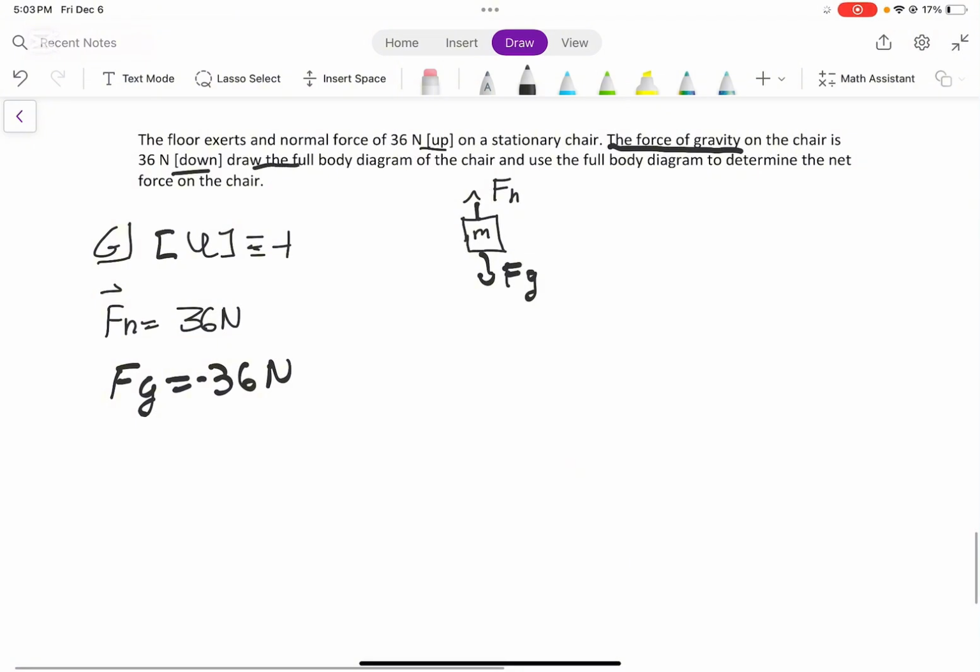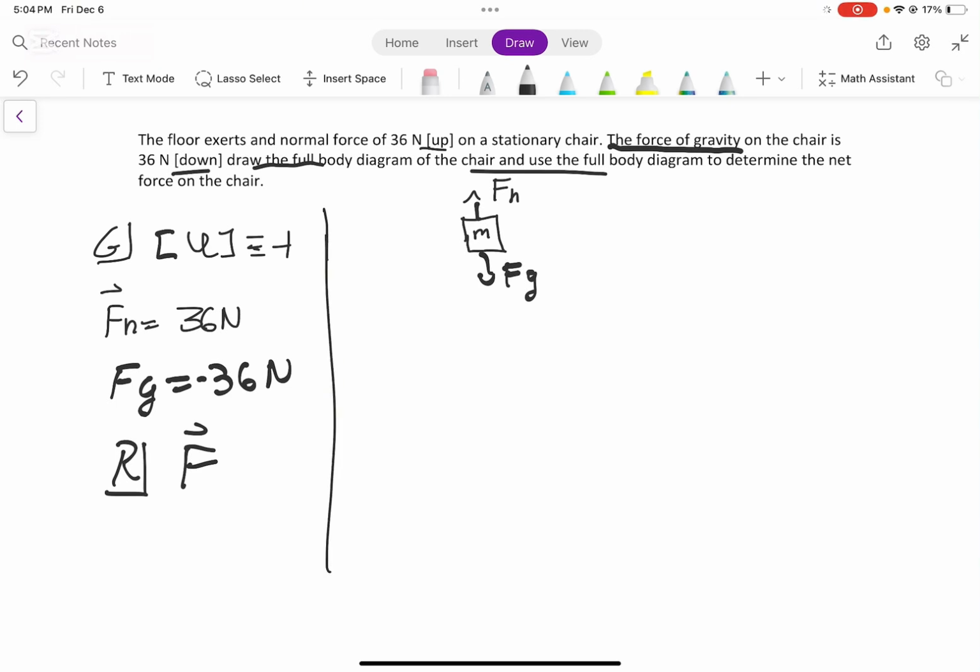Draw a free body diagram of the chair and use the free body diagram to determine the net force. So what we're required to find is force net. And we already drew a free body diagram to begin with. It's always important to draw your free body diagram in your analysis. Try to put what you have down in the given, and if you can't understand what you have in the given, sometimes drawing a free body diagram can help you piece together what you're maybe missing.